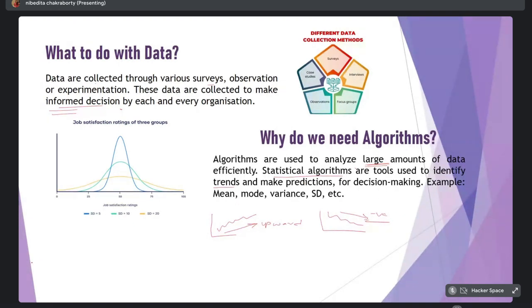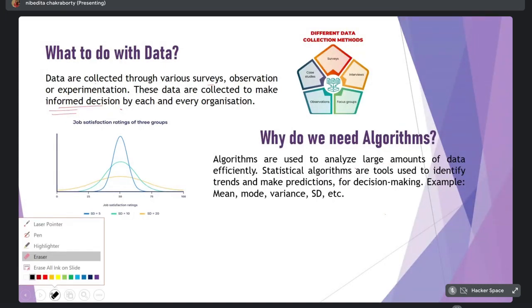So what are the different types of statistical algorithms we know? Statistical algorithms, but not machine learning related algorithms. Simple statistics that you learn in maths. It's also written in the slide.